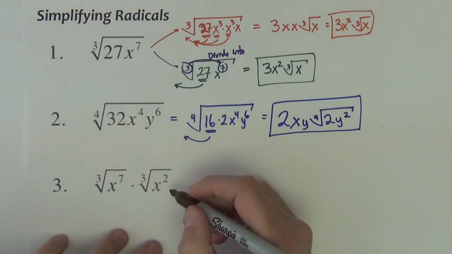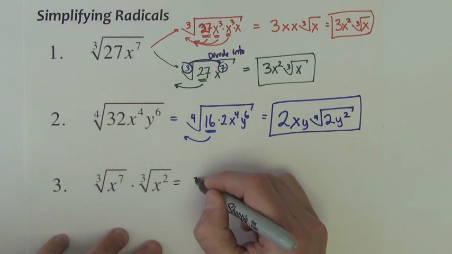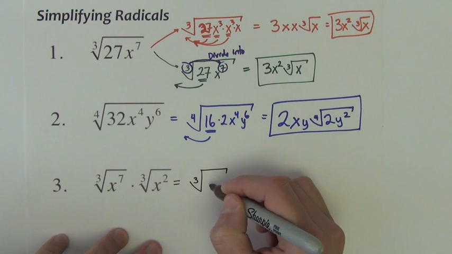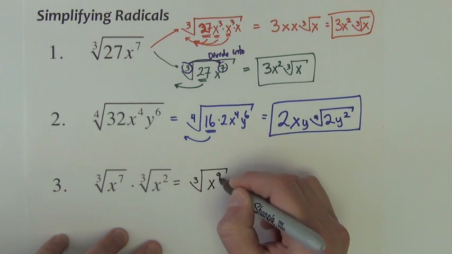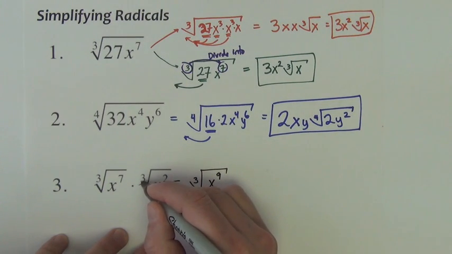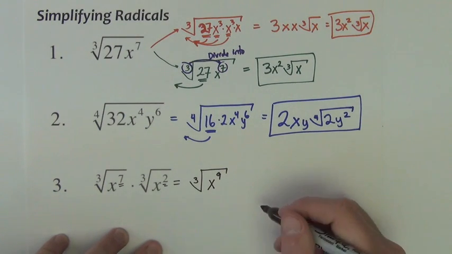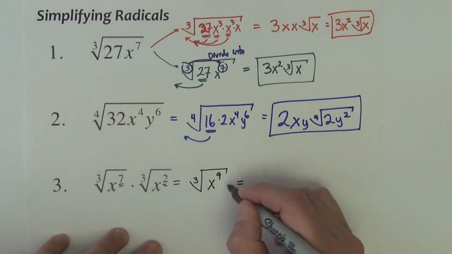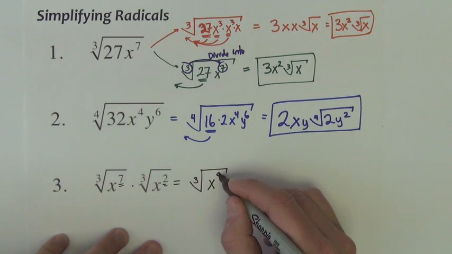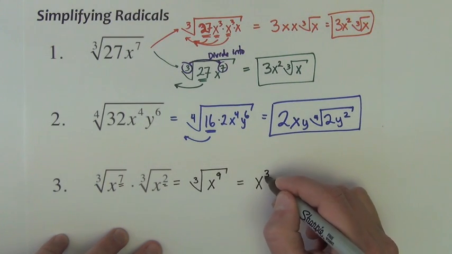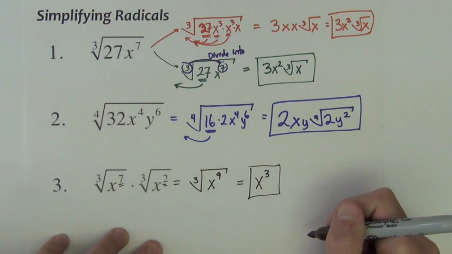Okay, last example, I'd begin by putting these together. Cube root of x to the 9th. Since they're both cube roots, we can just multiply these like we normally would. Then let's just divide this. 3 goes into 9 3 times with no remainder. So no radical part of this answer.